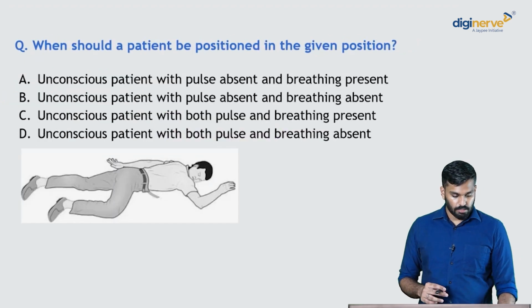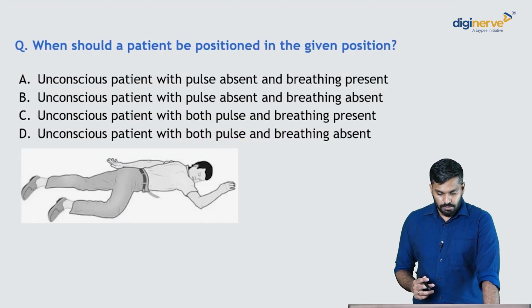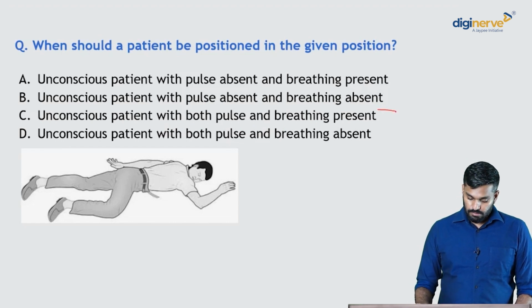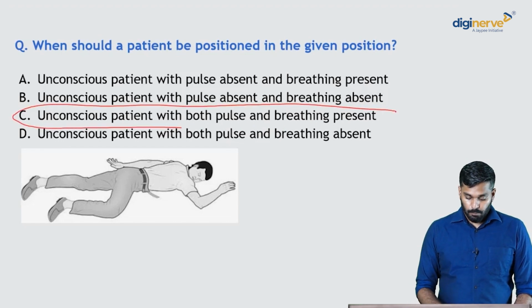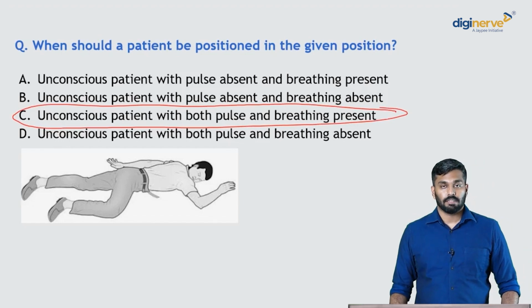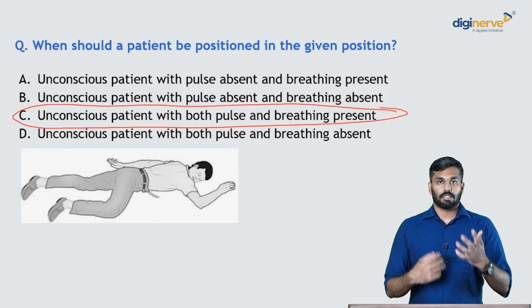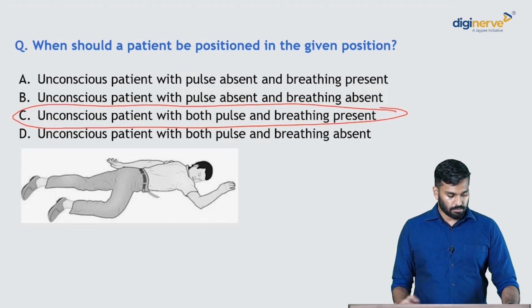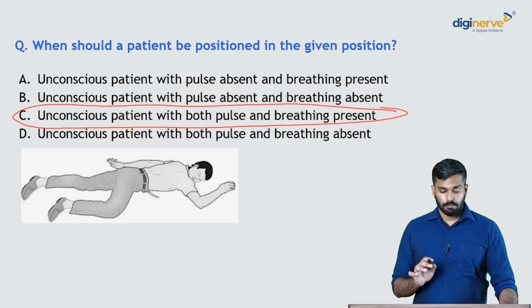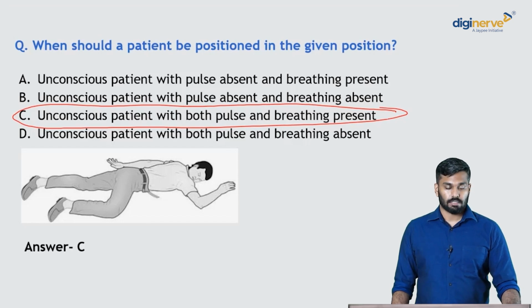In 2023, when should a patient be positioned in the given position? So usually this position is used when the patient is unconscious, but both pulse and breathing are present, meaning they have been resuscitated, but you don't want them to aspirate. So you put them in this position. Unconscious patient with both pulse and breathing present. Yes, that's the correct answer.